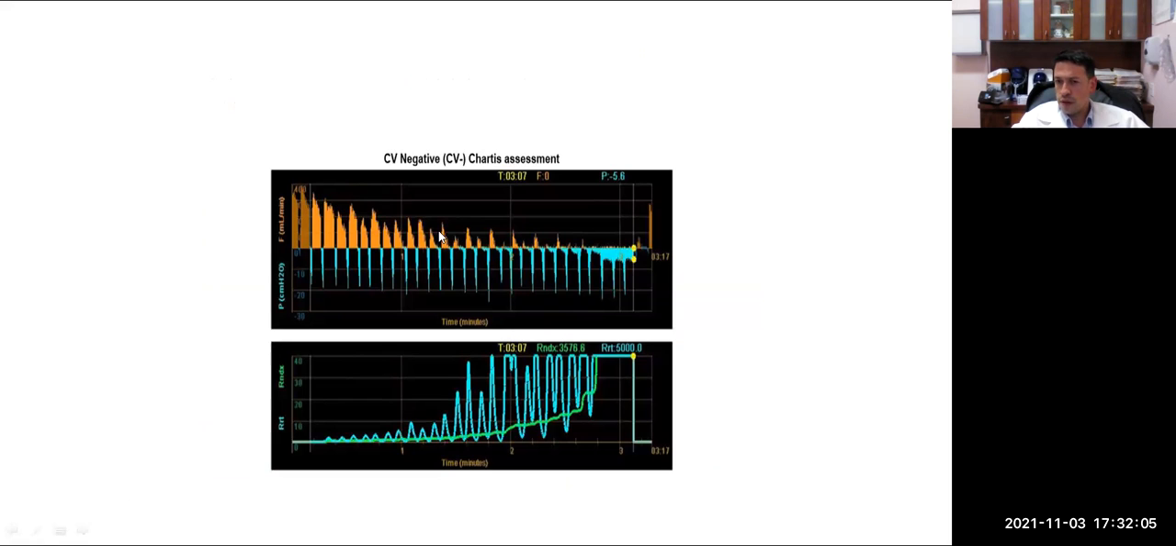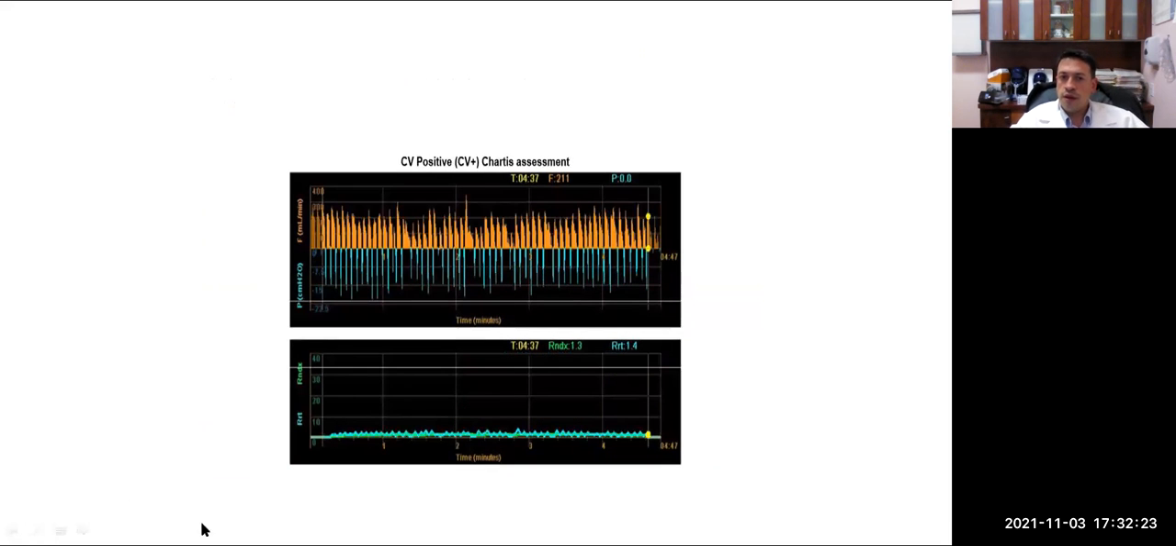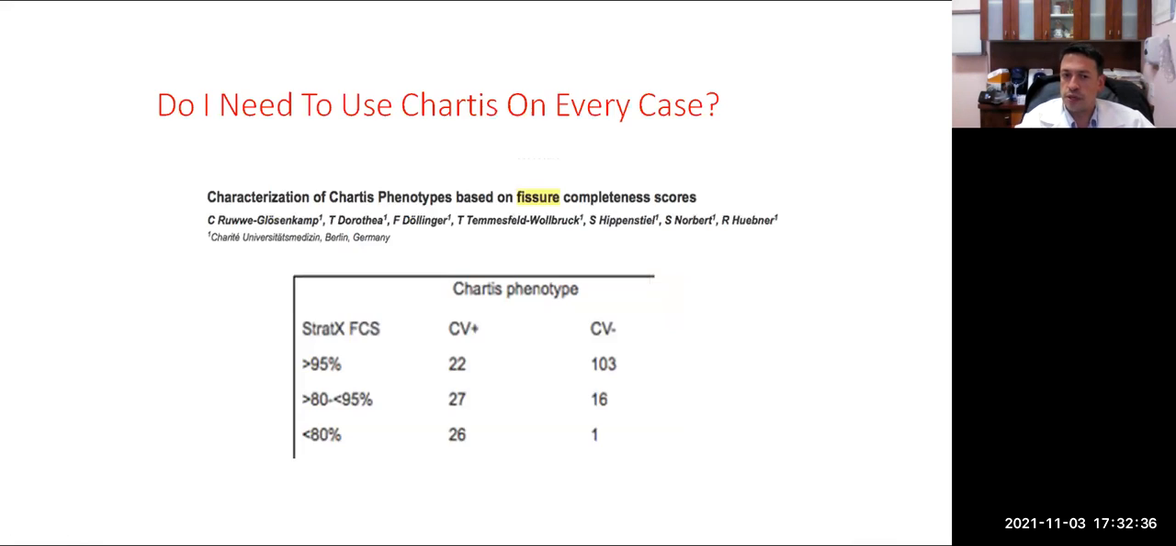With the balloon inflated, the flow disappears, and the airway resistance goes up nicely, right? So what does that mean? That means that the fissure is intact, because when the lobe is obstructed by the balloon, you have no flow. On the other hand, this is CV positive, collateral ventilation positive. You have persistent flow, even though your lobe is occluded. Why? Because the flow is traveling through the fissure that is interrupted. And that is the only way you should select patients.